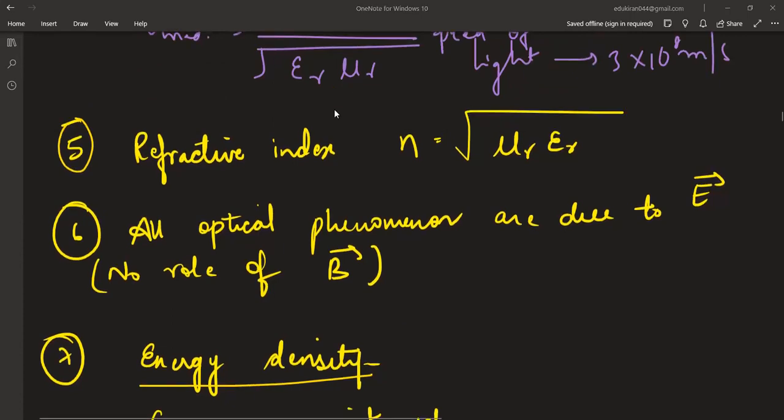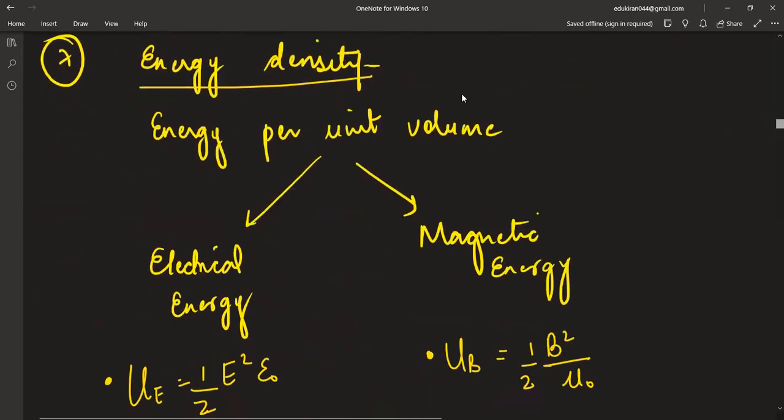Yes. So the fifth and sixth points, we have covered already in the ray optics unit: refractive index and optical phenomena. Both are applicable over here. So I'm not discussing this, and coming directly to energy density.